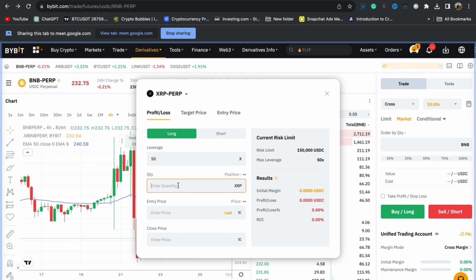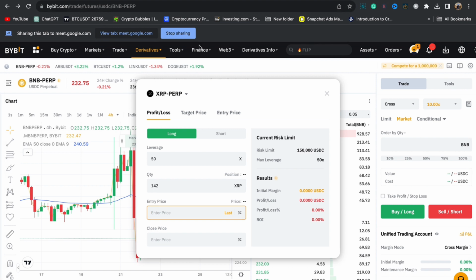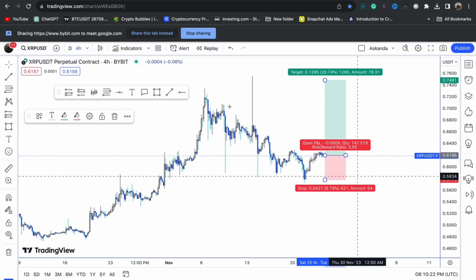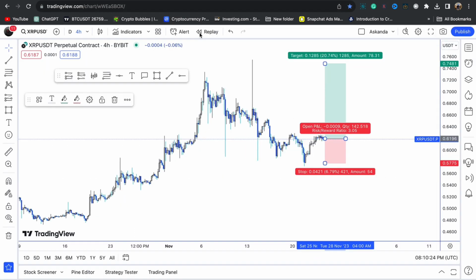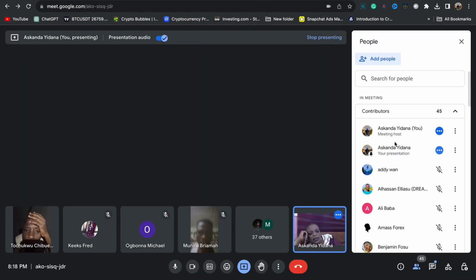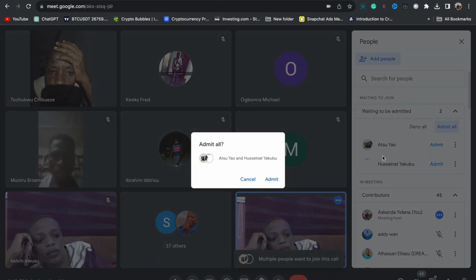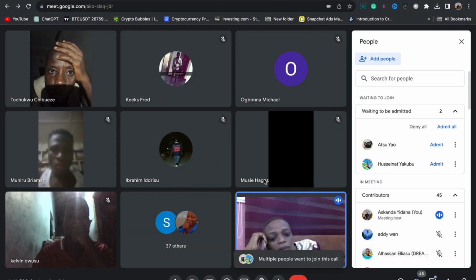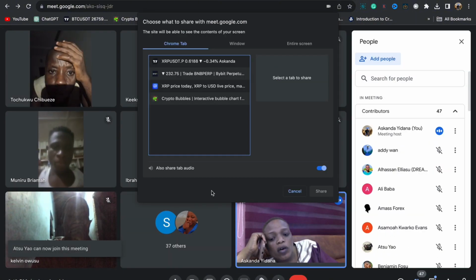So we have our quantity, 142.5. Okay, it's okay. Then we'll go for our entry where we entered the market. So let me go to TradingView and I will share my screen again. I'm just going to share my screen here. So I'm sharing my screen again for TradingView.